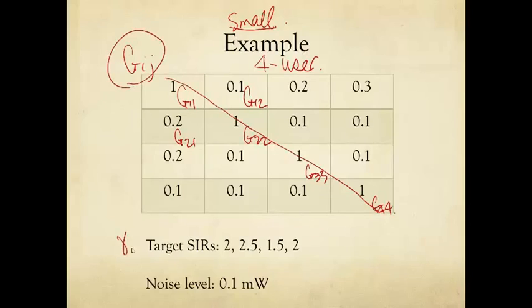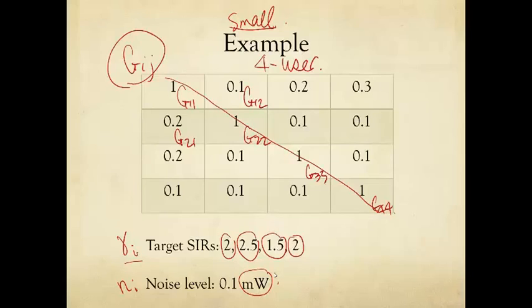Now, what about the target gammas? I'm going to say that gamma 1 is 2, gamma 2 is 2.5, gamma 3 is 1.5, and gamma 4 is 2. It turns out this set of target SIRs is indeed achievable. And remember, the gammas are unitless numbers because it's a ratio. And then the noise levels, the Ni's, are all equal to 0.1 in units of milliwatts. So that's the set of constants.